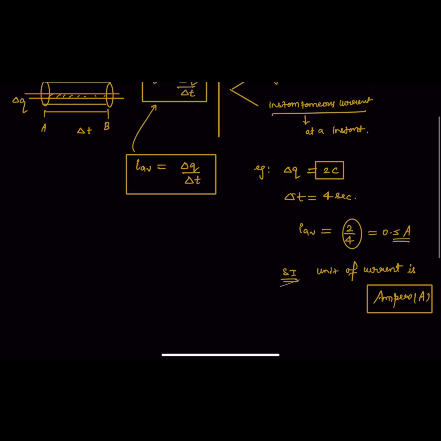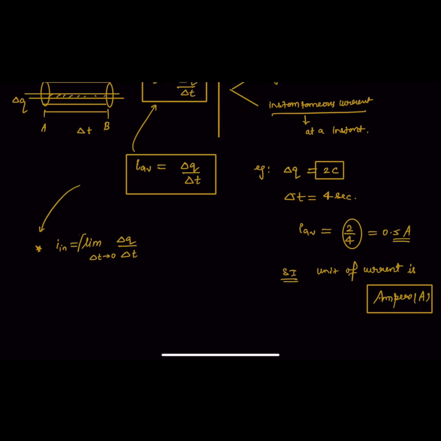For instantaneous current, we have to do nothing. We have to take the instant. And how do we take the instant? We just shrink the time interval. For instantaneous current, I'll just shrink the time interval. I'll take delta T tends to 0. Instantaneous current will be this, delta T tends to 0. I'll put a limit here.